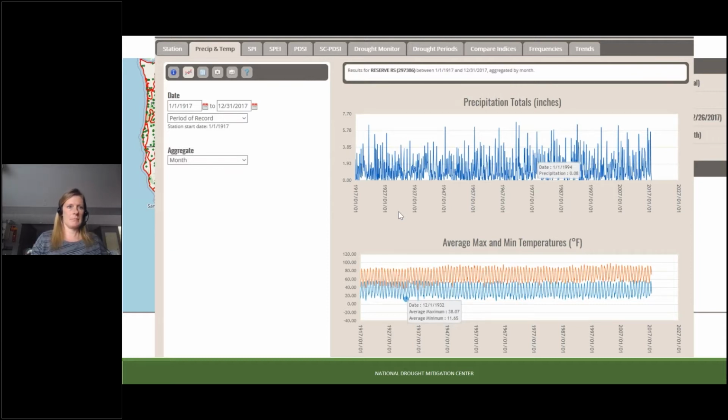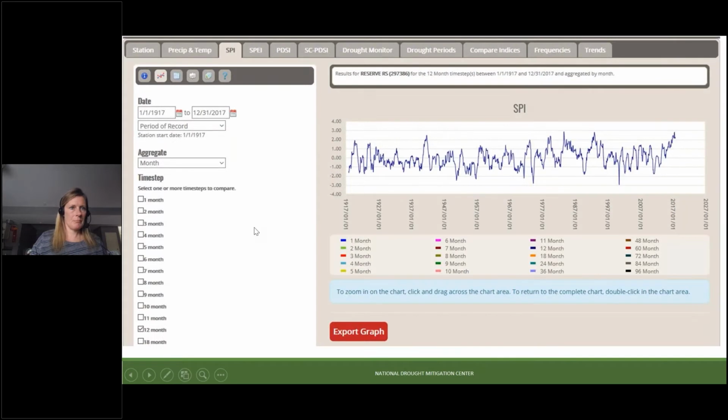So basically, when you do come into the Drought Atlas, we have precipitation and temperature data. For those stations that are precipitation only, of course, the temperature data is not going to be included. Then you get into the drought indices. You can see along the top of the slide here, each one of those drought indices has its own tab. And on each one of these tabs, there's a lot of information associated with the drought indices that you can dig into. So for example, this station is in New Mexico.